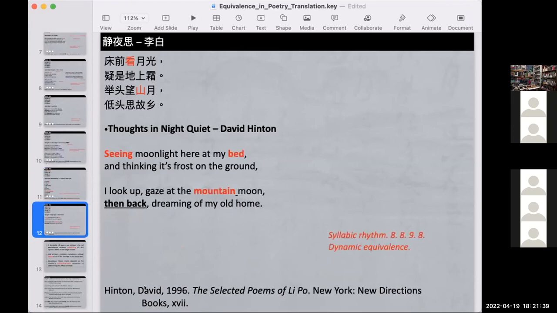Another one by David Hinton in '96, again using the second version: seeing moonlight here at my bed and thinking it's frost on the ground. I look up, gaze at the mountain moon, then back dreaming of my old home. Again, there is no end rhyme. And we can see that there is not much rhythm within the lines, except maybe "mountain moon," alliteration.